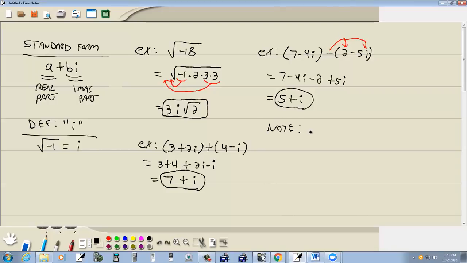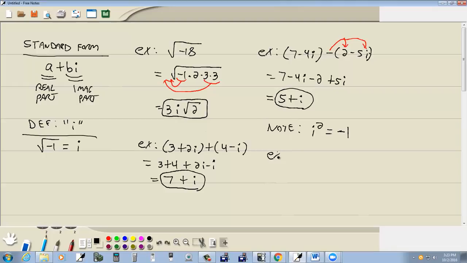Now when we get to multiplication, we have a note here, because we'll probably run across some i squareds. i squared, whenever you run across it, is equal to -1. If you're wondering how you would get that, if you go back to the original definition of i and you square both sides, you'll see why it's equal to -1.